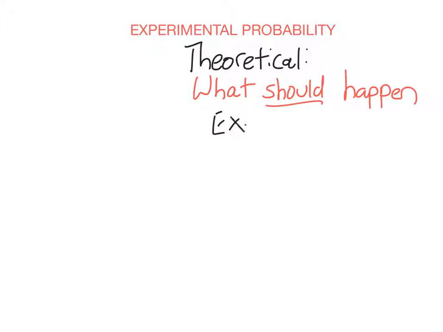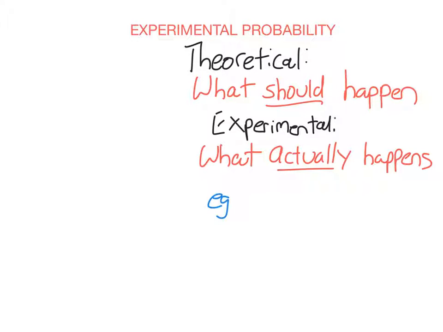Experimental probability is what actually happens. So if I toss a coin 10 times, there is no guarantee that I would get exactly 5 heads. I could get 6 heads, 7 heads, whatever. So in that case, the experimental probability would be different. So, as I said, of course, these two are not always going to be the same. If they were always the same, there'd be no point learning about experimental probability.